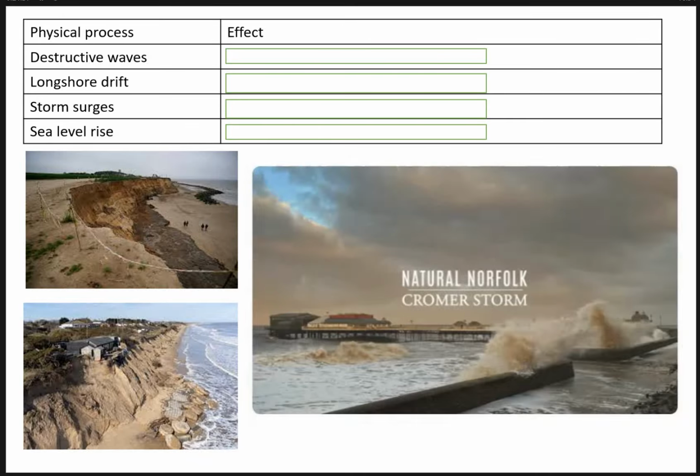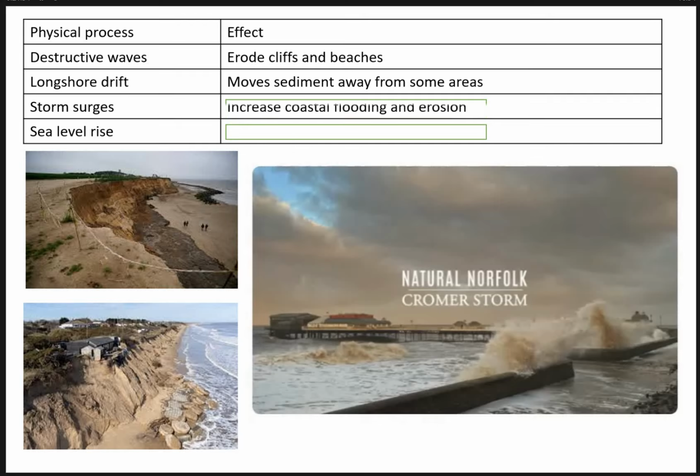They are destructive waves which erode cliffs and the beaches. On the left hand side you can see some dramatic pictures of cliffs that have been eroded. Longshore drift is the movement of sediment away from some areas, starving some beaches. Storm surges increase coastal flooding and erosion, and there is the long-term risk of sea level rise.